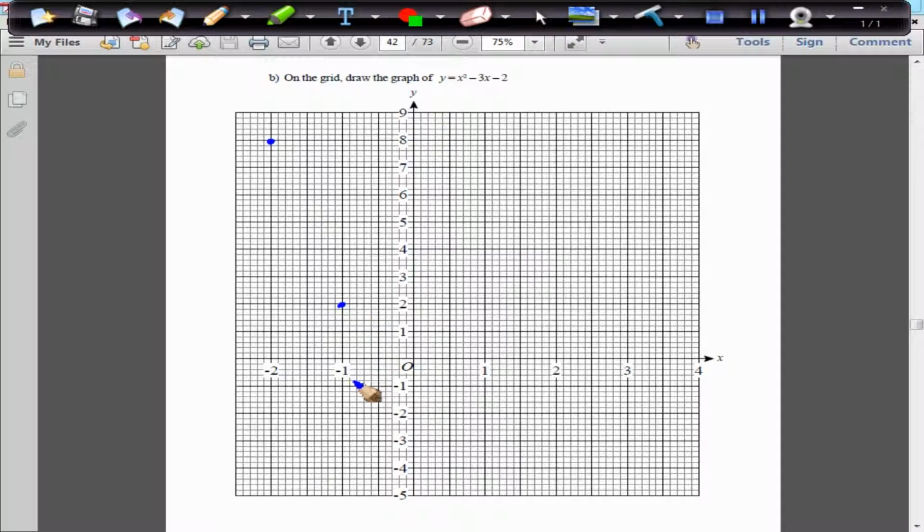Okay, the next one is 0, minus 2. Okay, the next one is 1, minus 4. Lovely. 2, minus 4. And then 3, minus 2. Is that it? 4, 2. And 4 is 2.